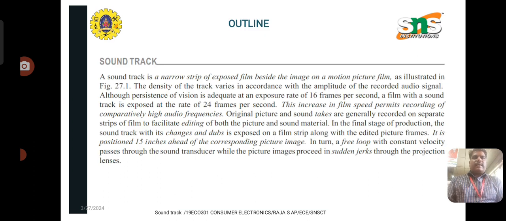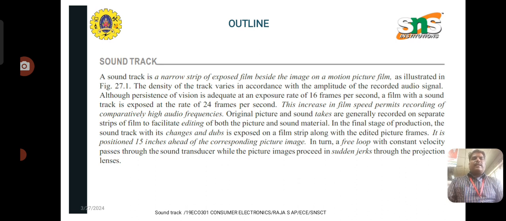The soundtrack is a narrow strip of exposed film beside the image on a motion picture film, as illustrated in the next figure. The density of the track varies in accordance with the amplitude of the recorded audio signal. Although precision of vision is adequate at an exposure rate of 16 frames per second, a film with a soundtrack is exposed at 24 frames per second. So mostly soundtracks are available in either 16 frames or 24 frames. This increase in film speed permits recording of comparatively high audio frequencies.